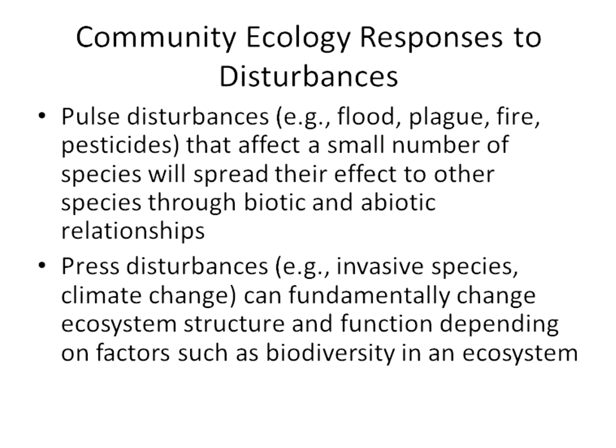A couple of different types of disturbances that you might want to look at for students who need to understand when they're thinking about community ecology is that there are pulse disturbances, and these are things that happen all at once, like a flood or a fire or pesticides, right? We throw the pesticides on the field or in the forest, and then that's one pulse, and these will affect a small number of species. And they will spread that effect, though, to other species through the abiotic and biotic relationships in that ecosystem.